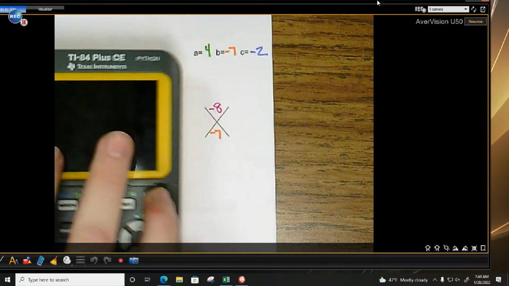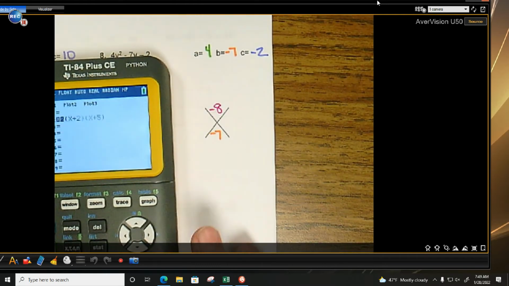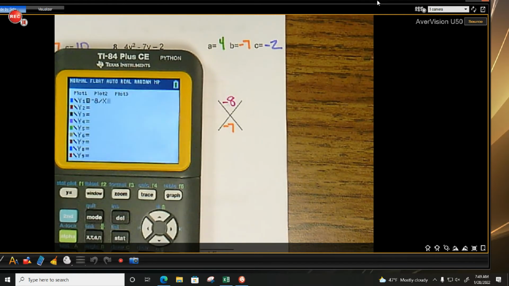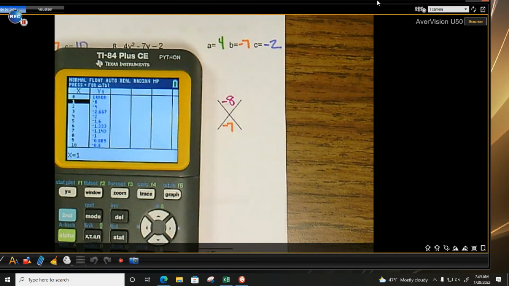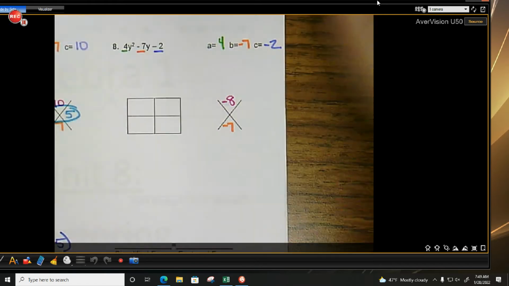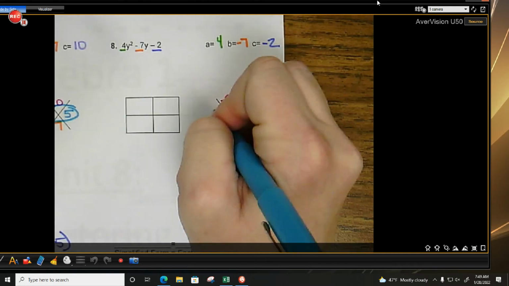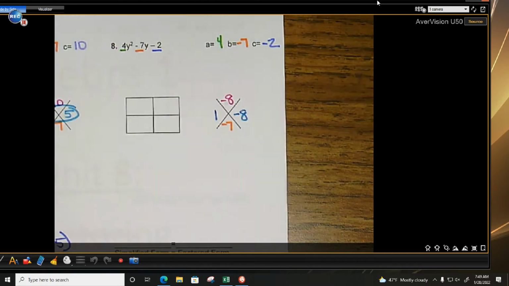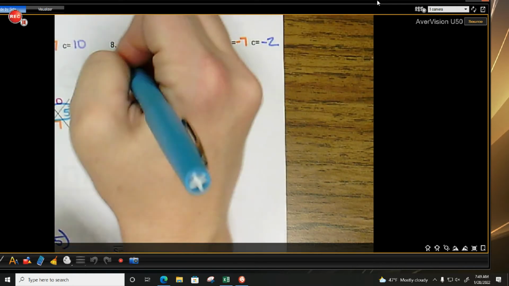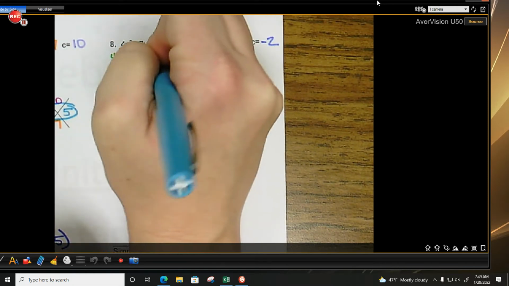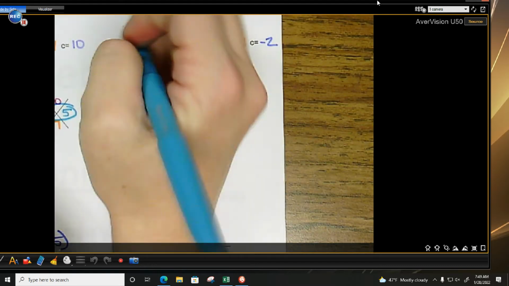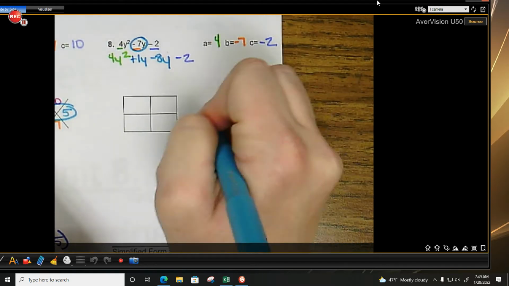Go to your calculator, go to y equals, top number, -8 divided by x. Go to your table. Oh, what's 1 minus 8? Is that what I want? Yep. So I'm going to put 1 and -8. We're going to rewrite our problem. 4y squared plus 1y minus 8y minus 2. I replaced my -7y with my sides of my x.